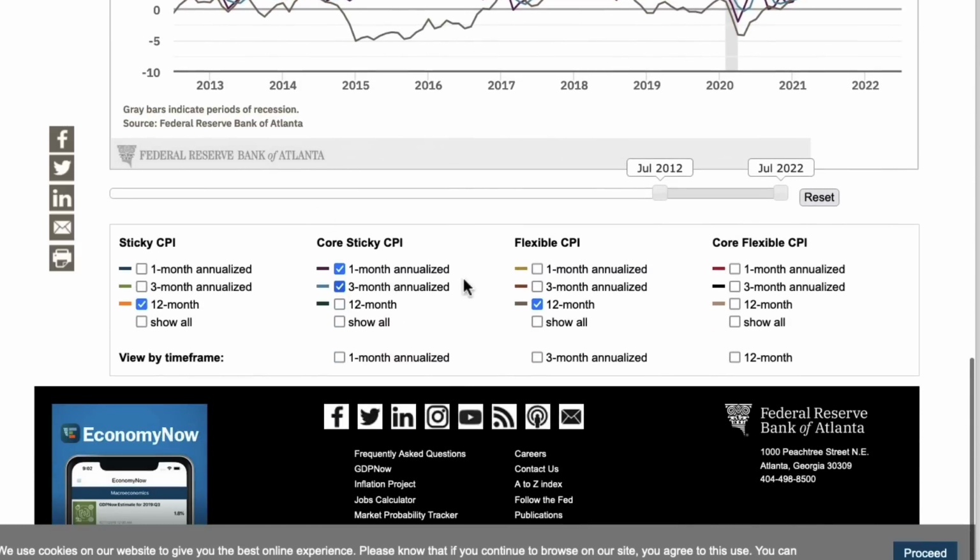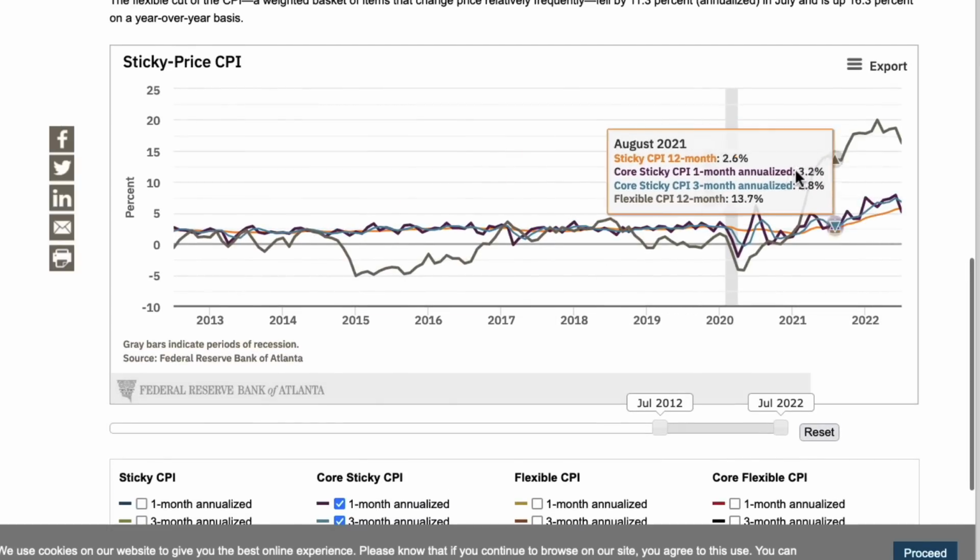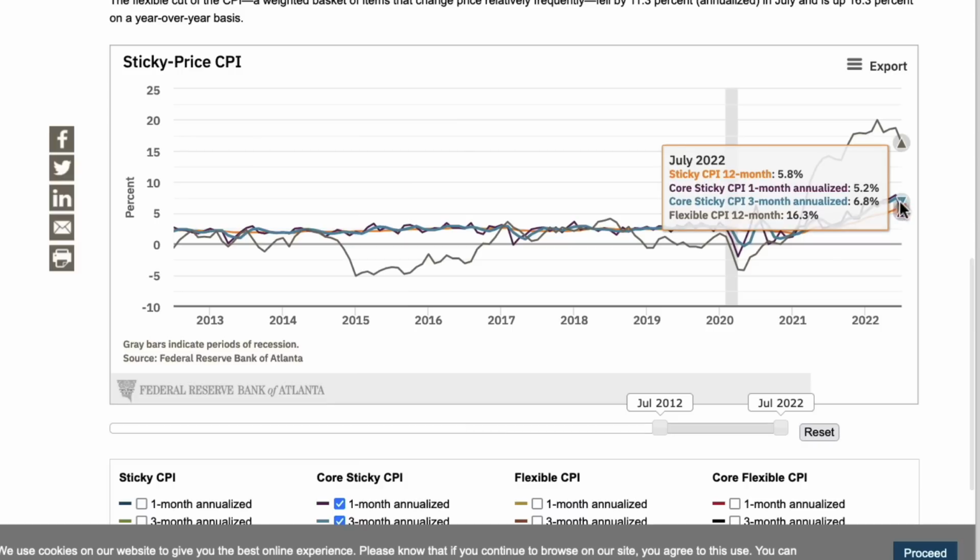And this gives you a whole bunch to use. 1 month annualized, 3 month annualized, the last 12 months, the core sticky CPI altogether. This is core and headline if there's any sticky components in headline. Flexible CPI and core flexible. So you can determine which measure you want. If we go right to July, because we don't have August numbers yet: sticky CPI 12 month 5.8. The 1 month annualized is 5.2. The 3 month annualized is 6.8. And the flexible 12 month is 16.3. That's crazy, huh? 16.3.